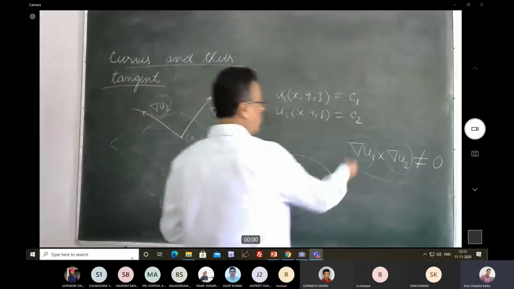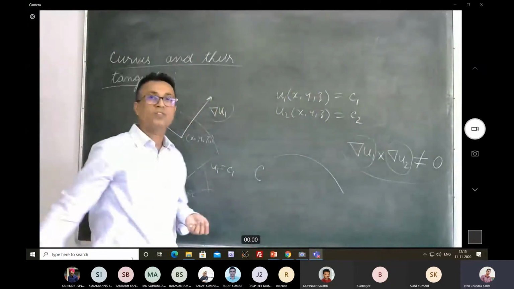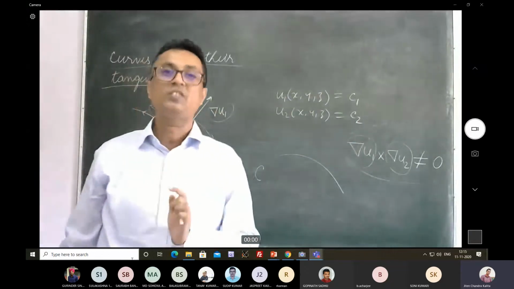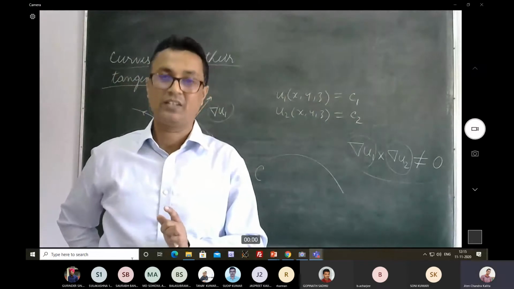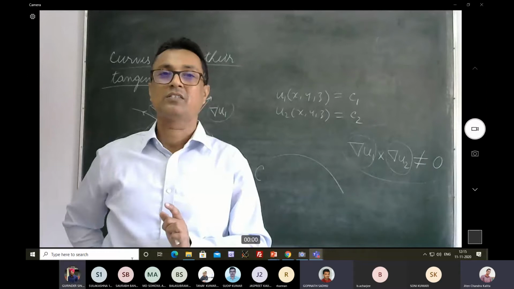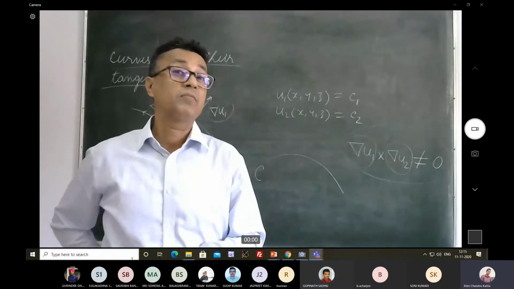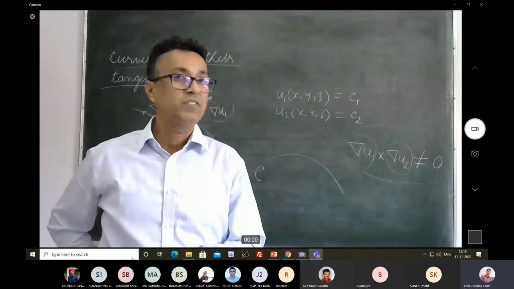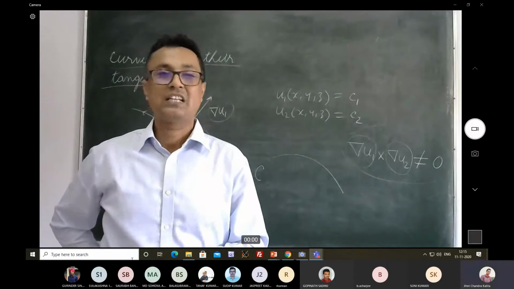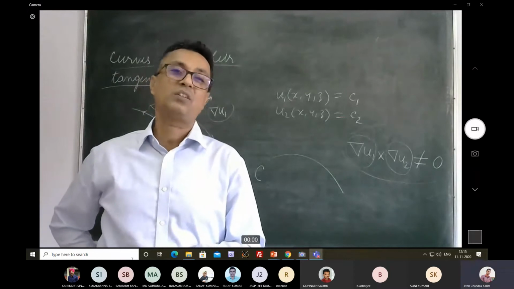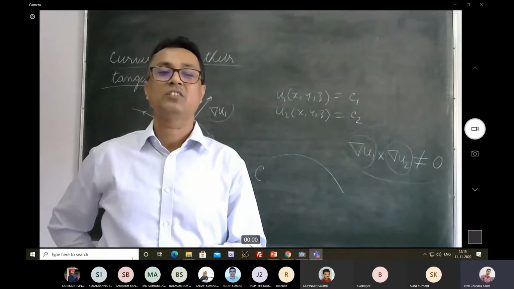So now, what does this condition do? It prevents those normals from being parallel. Is it okay with everybody? Yes, sir. Right? Okay. So again, if they are parallel, then we may not get these two surfaces intersecting at the point x0, y0, z0.